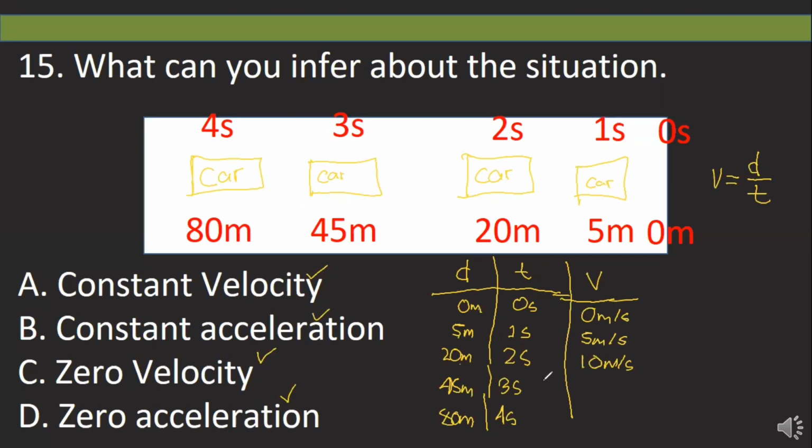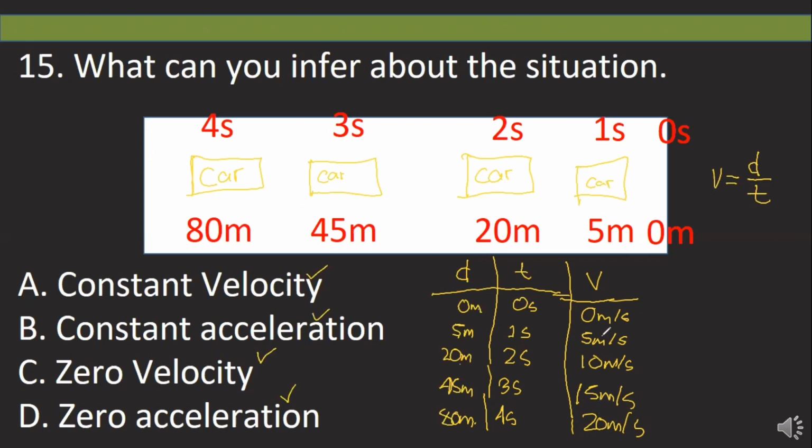45 divided by 3, we have 15 meters per second. How about the next one? 80 meters divided by 4 seconds, we have 20 meters per second. Now, what can you see here in the computations that we have?